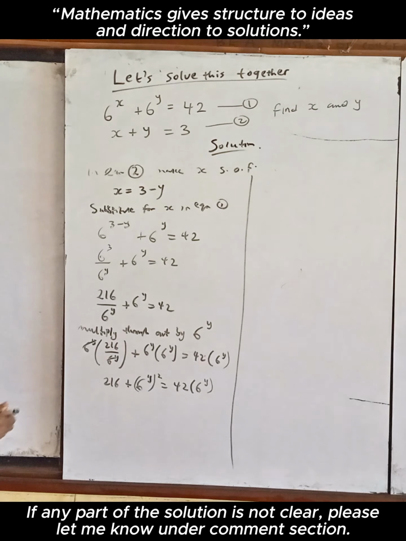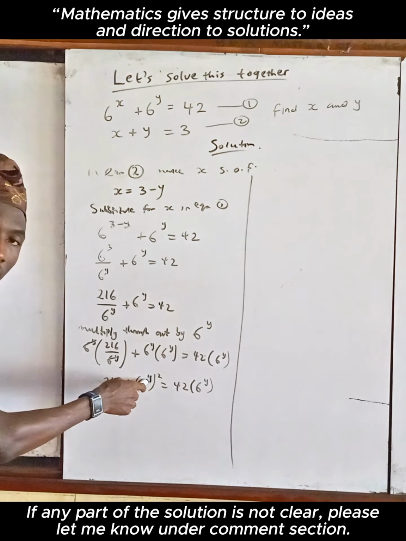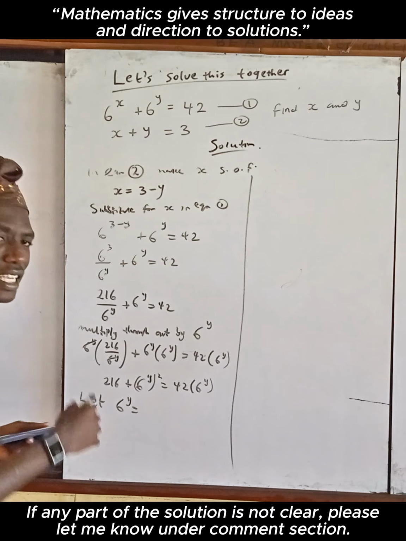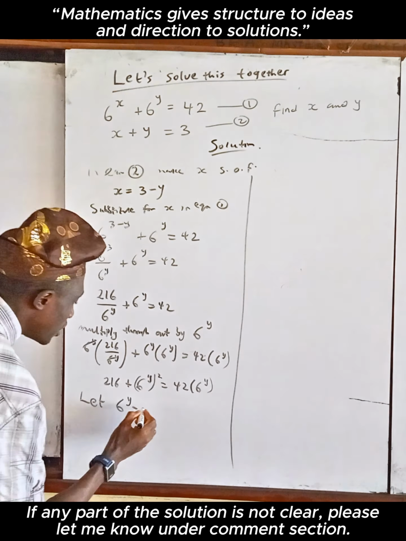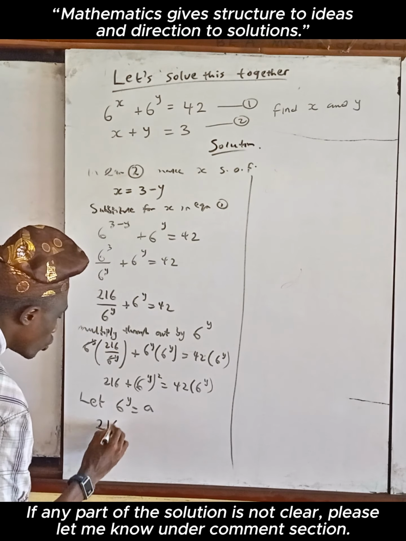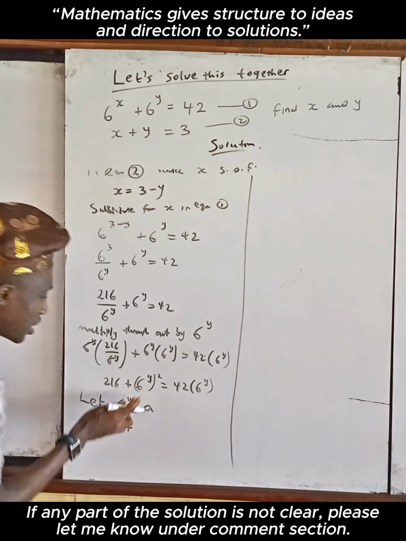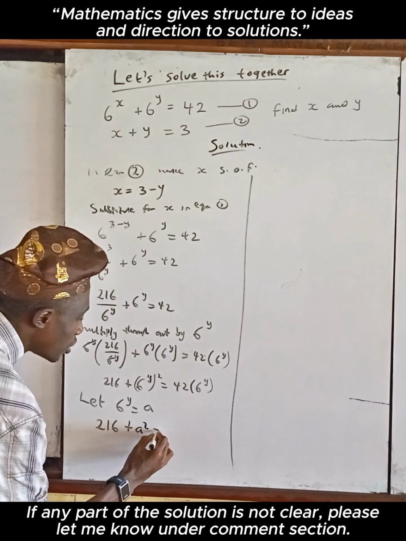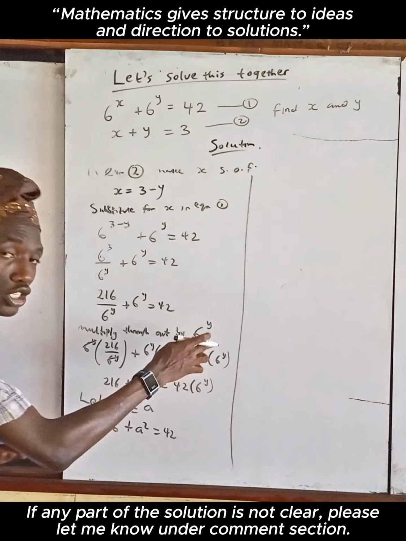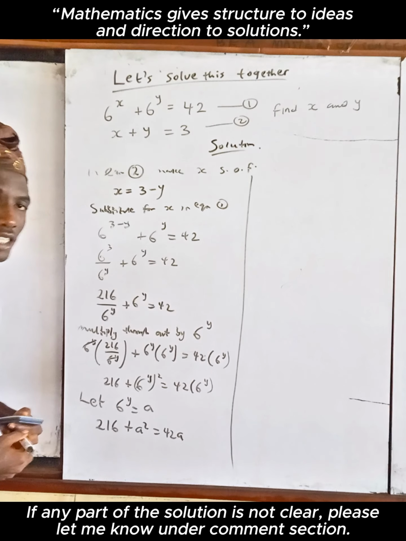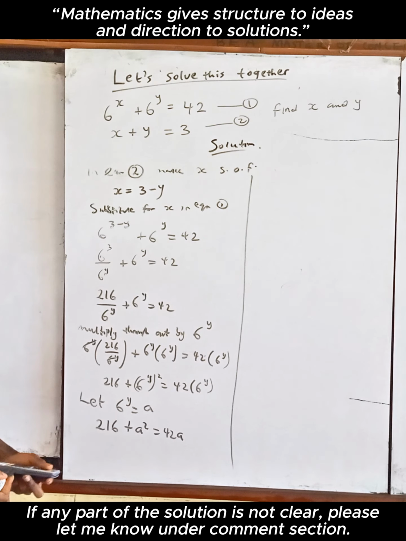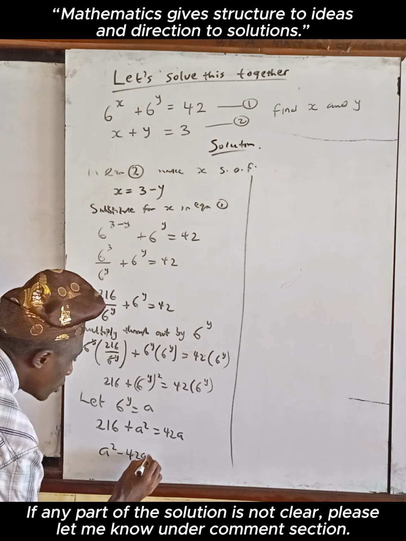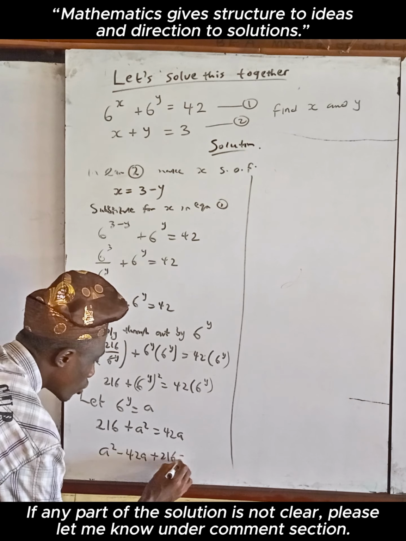Now what are we going to do? We are having 6 raised to the power y here, and 6 raised to the power y here. Let 6 raised to the power y be a certain variable. Let's call it a. We have 216 plus 6 raised to the power y squared, that is a squared, is equal to 42 times 6 raised to the power y, which is a. Are you getting it now? So it now leads us to a quadratic equation. We have a squared minus 42a plus 216 is equal to 0.